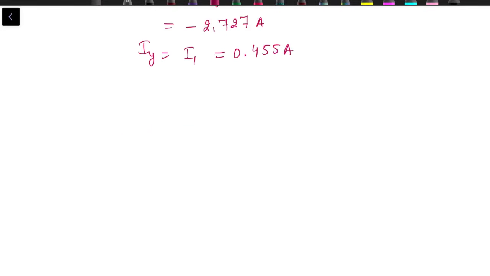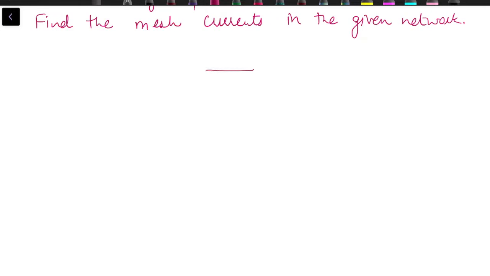Let's take another example to understand mesh analysis. If we have a voltage dependent voltage source in the circuit, the question is: find mesh currents in the given network. The given network is having different voltage sources.